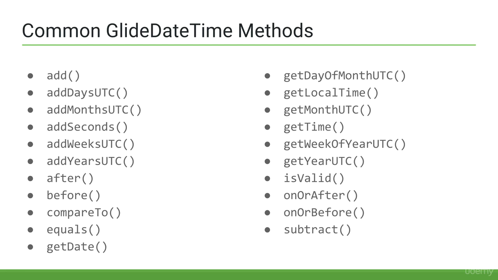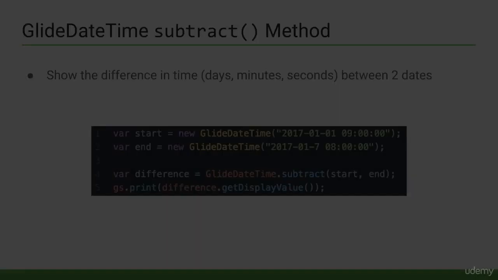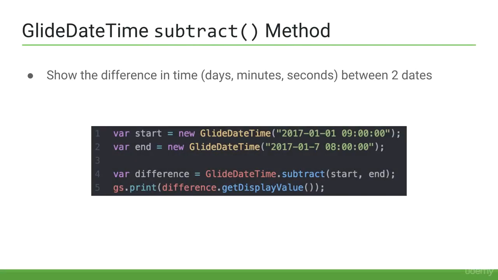We have an isValid method, which will test if the GlideDateTime object is valid. We have onOrBefore or onOrAfter methods. And then we also have a subtract method, which we'll take a deeper look at here in just a second. Alright, so the subtract method will return the difference in days, minutes, and or seconds between two dates.